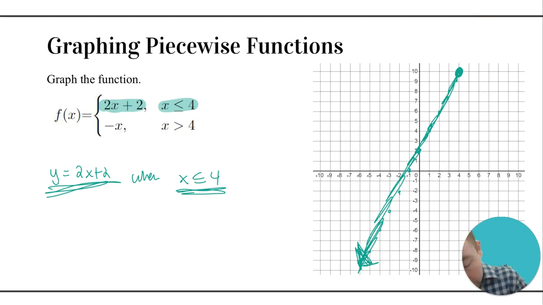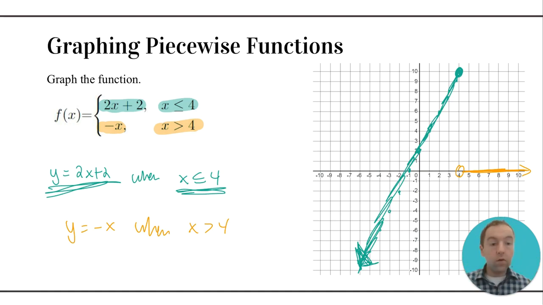And then the other thing that we have going on right here is that y should equal negative x, but specifically only when x is strictly above 4. So really only on this part of the domain, right? So put that little empty circle at 4 because we don't want anything happening at 4 for when y equals negative x, right?